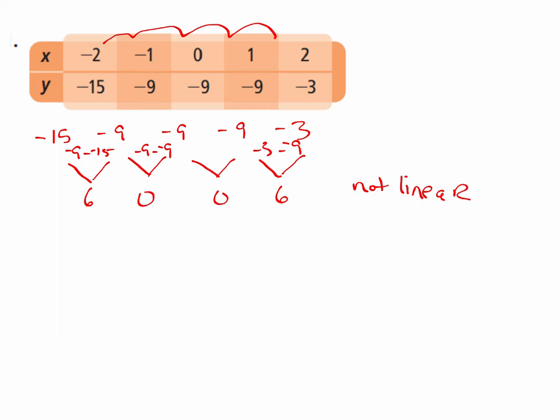Let's switch pen color and do the second order. 0 minus 6 is negative 6. 0 minus 0 is 0. And 6 minus 0 is 6. So it's not quadratic.